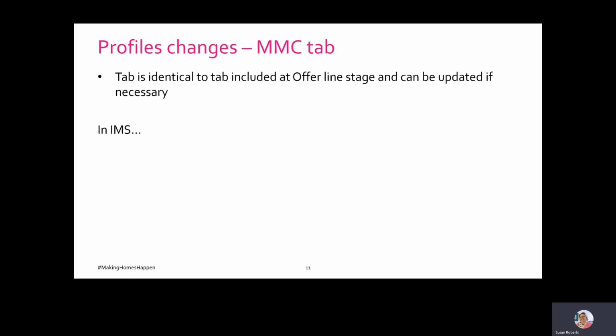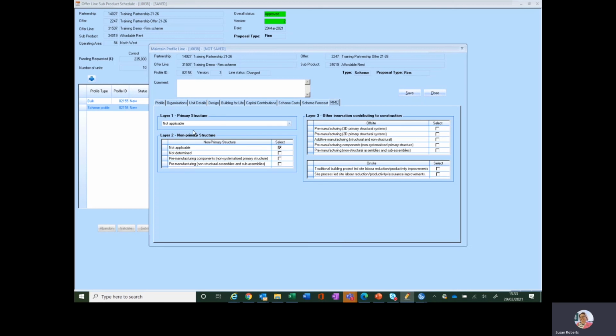And finally, the MMC tab in terms of the tabs that we're going to look at. This one actually hasn't changed since it was new on the offer line, but just to show you that you can update it if necessary. At the moment I've entered that it was not applicable and not applicable. If I needed to change those, I could change those if that was relevant, and then I just save in the normal way. If I needed to select options here, I could, and then just again save in the normal way.